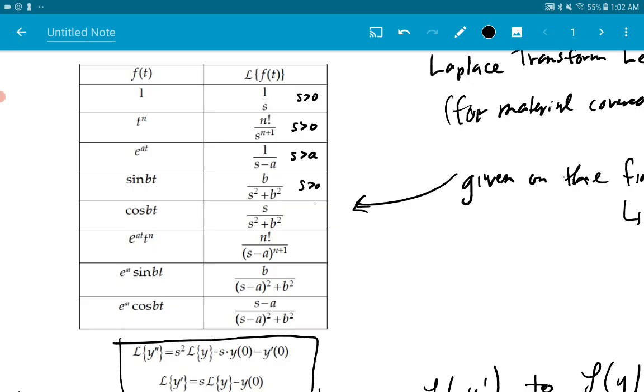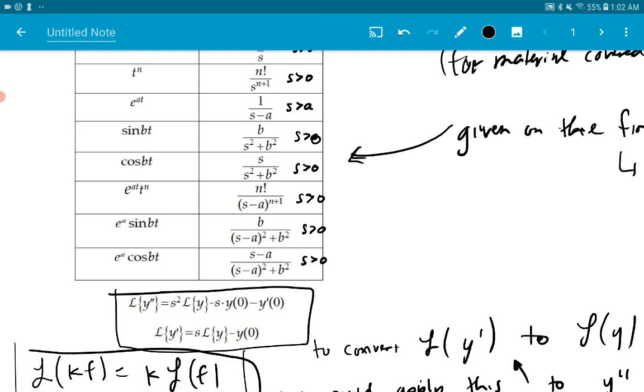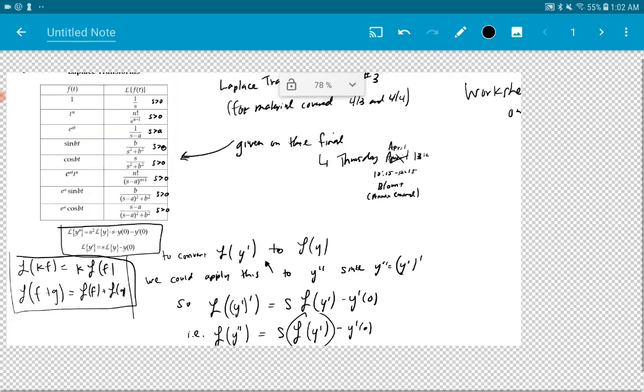And the rest, I think, are all true for s greater than 0. Why do we have to say what s is? Well, technically, that definition I just showed you doesn't converge for all s's. The truth is, for the techniques that we're going to learn, we don't really care that much about what s is, but I just want to be complete.